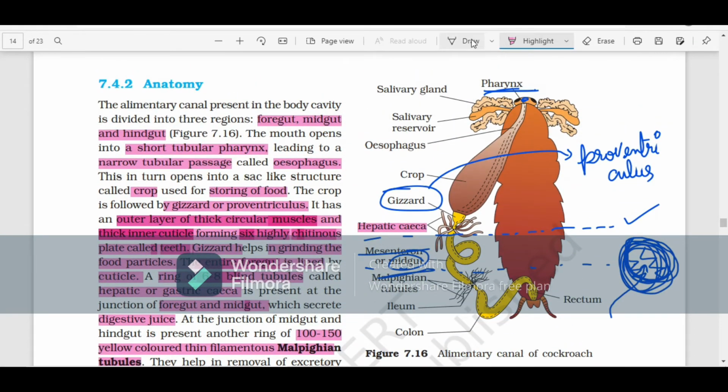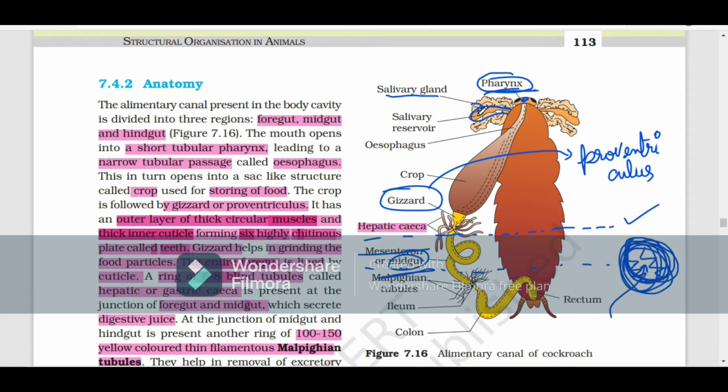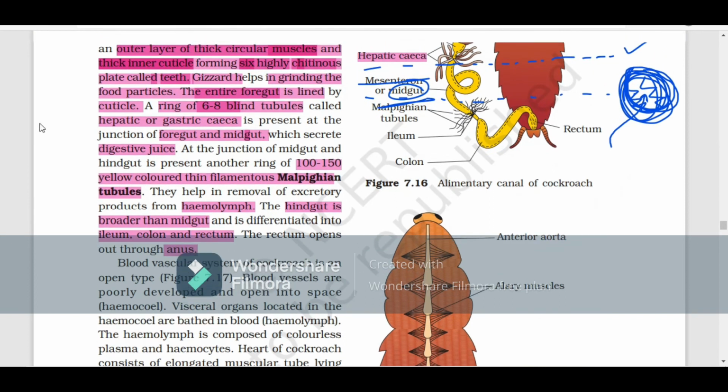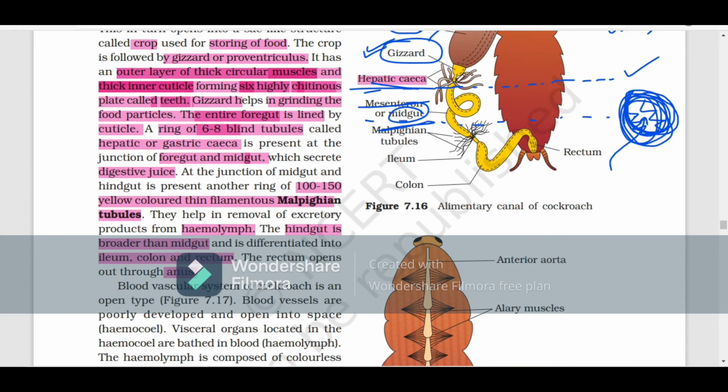Okay. So what is pharynx? Pharynx is just a short tubular passage, and there are the salivary glands. They secrete the saliva, and that saliva is stored in the salivary reservoir. Next, there's the esophagus. Crop. What's the role of crop? Crop stores food. Then there's the gizzard. Gizzard helps in grinding of the food particles. Gizzard is also called proventriculus. Now the hepatic or gastric caeca secrete the digestive enzymes. Hepatic caeca is also called gastric caeca.